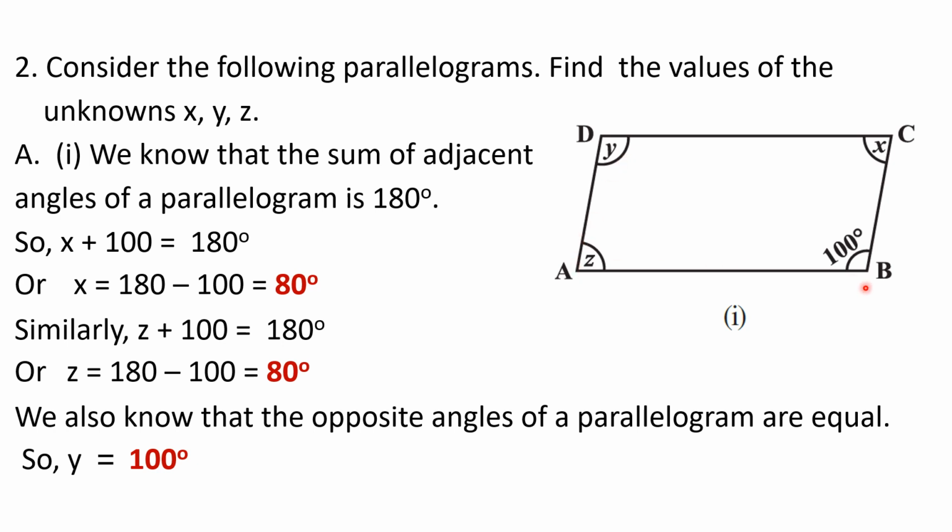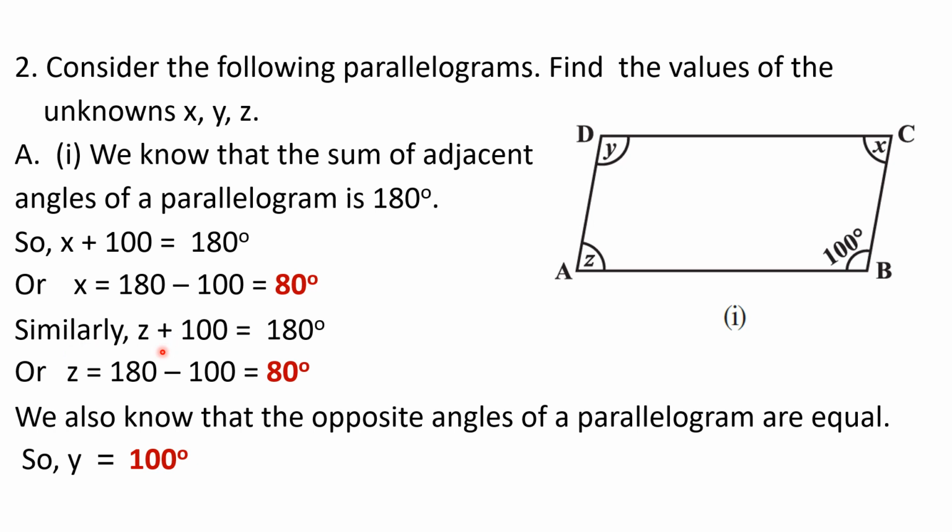So this is the first diagram, number 1. We have to find x, y, z, and one angle, 100 degrees, is given. So we write the reason or the property first. We know that the sum of adjacent angles of a parallelogram is 180 degrees. Now x is adjacent to 100. So x plus 100 is equal to 180 degrees. So x is equal to, 100 goes to the right-hand side, becomes negative. So x is equal to 180 minus 100 is equal to 80 degrees. This is the value of x.